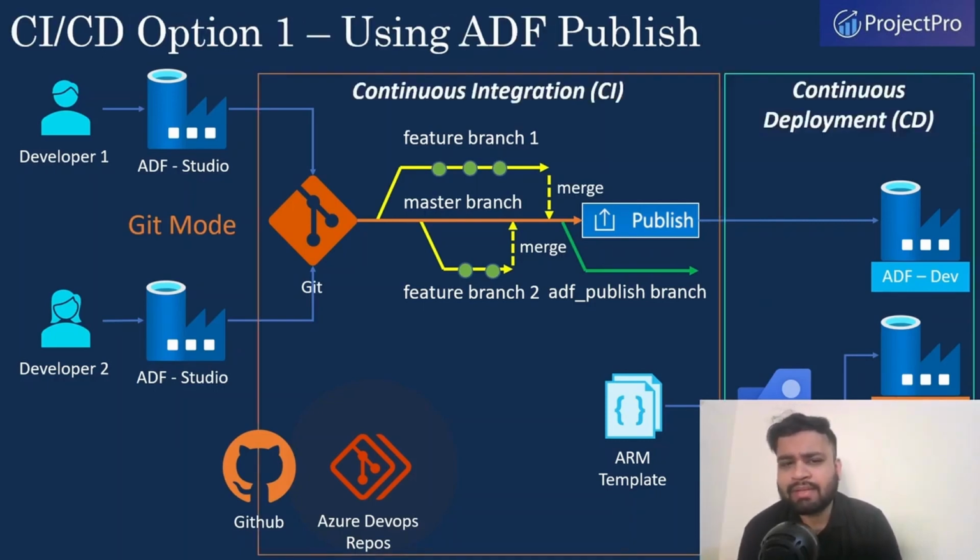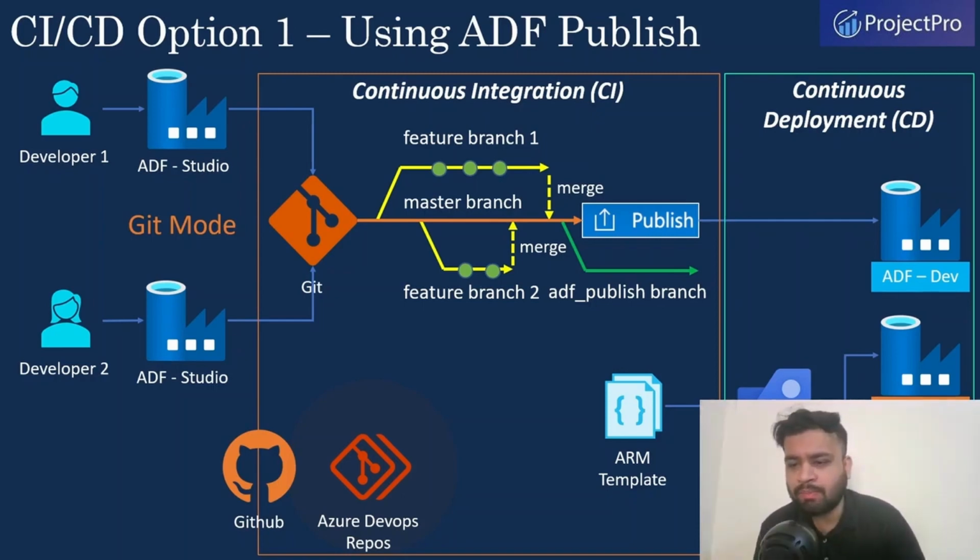In this case, continuous integration, which is CI, will be a manual process. Developers have to collaboratively create feature branches and then merge their changes once their debugging is finished. So this is a manual process, and continuous deployment will be an automated process. This is option 1 for implementing CI/CD in Azure Data Factory using the Azure Data Factory publish.